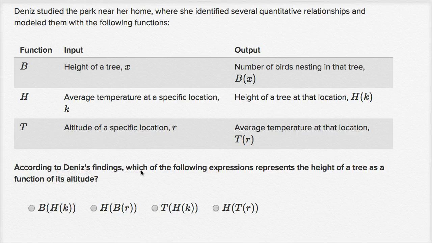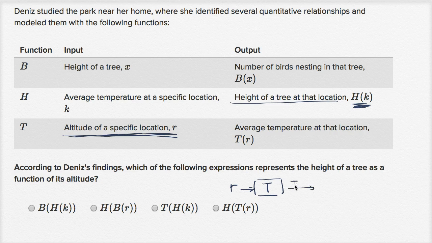According to Denise's findings, which of the following expressions represents the height of a tree as a function of its altitude? So we want to output the height of a tree, and we want to input the altitude of a specific location. So let's think about it. If we take our altitude at a specific location, r, and we input it into the function t, out of that we're going to get t of r, which would represent average temperature at that location.